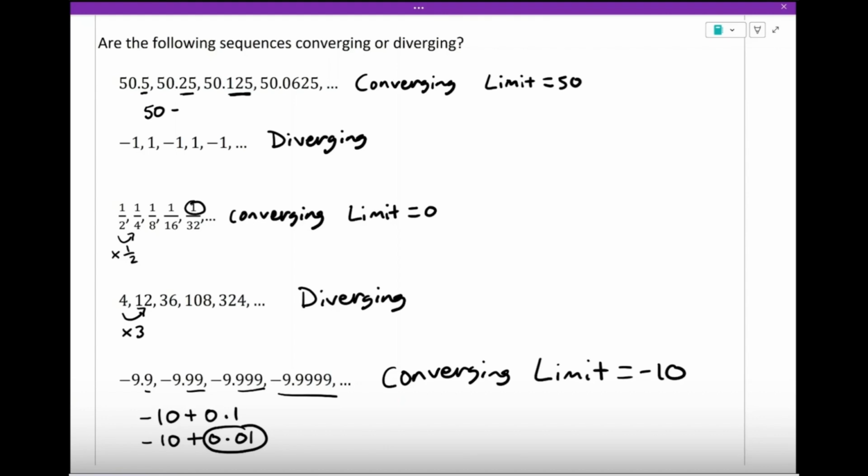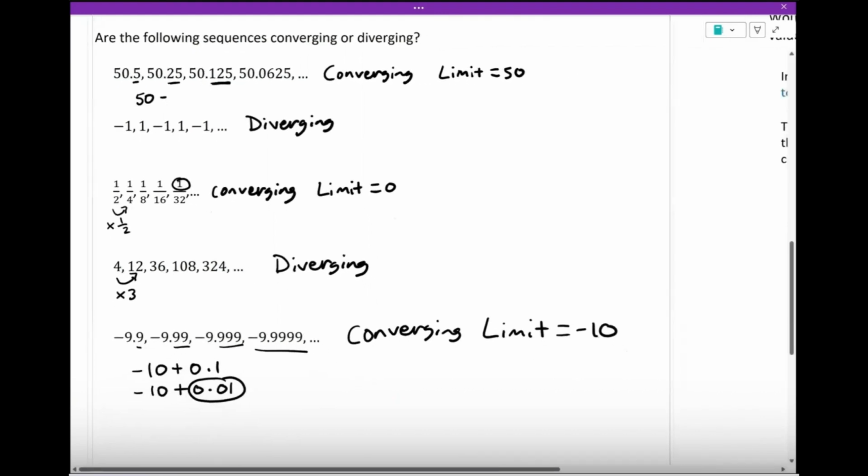For most of these sequences, we're not reaching our limit ever. However, there are some sequences that do reach their limit. One basic example would be a constant sequence. For example, 3, then 3, then 3, then 3, and so on. Because we've reached our limit, which is clearly 3, that one specific value we've ended up with.